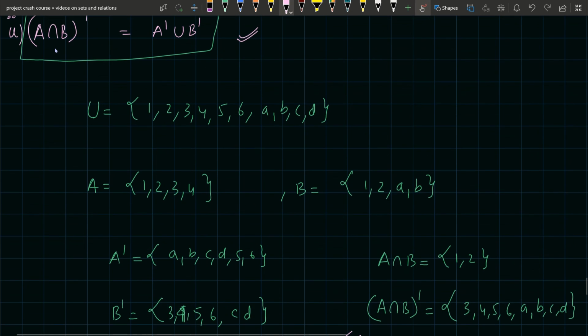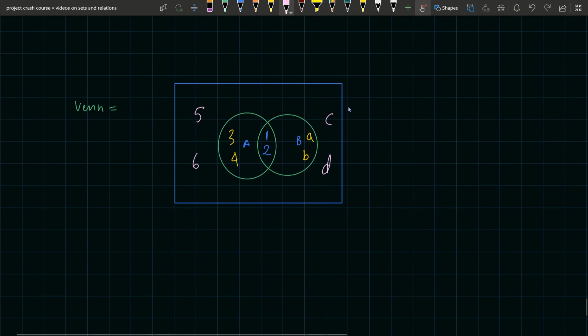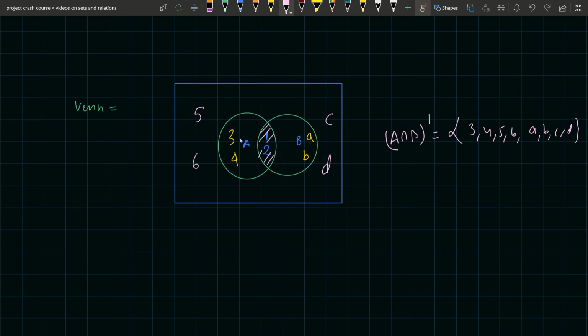He's asking for (A intersection B) complement. So let's understand A intersection B first. A intersection B is this, right? Find out all the elements other than A intersection B. That is (A intersection B) complement. What is it? It is basically 3, 4, 5, 6, A, B, C and D. Can you see? Everything other than this is 3, 4, 5, 6, A, B, C, D. We found all the elements which are the complement of this.